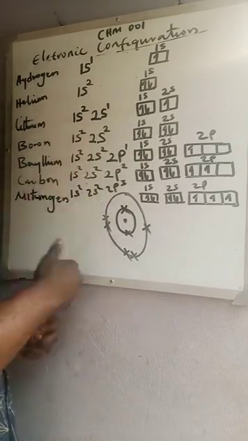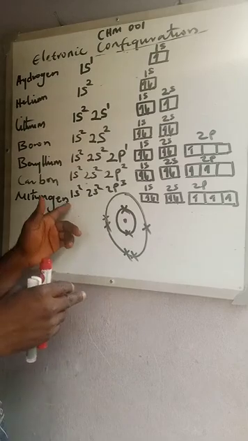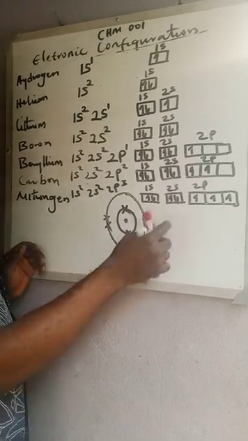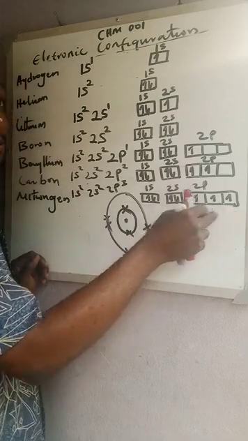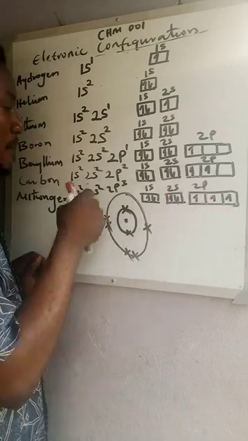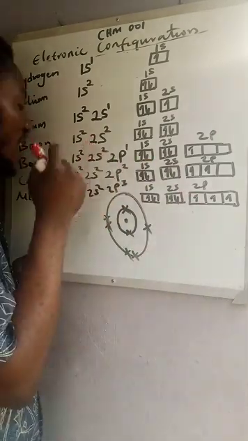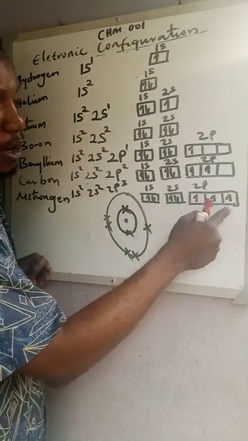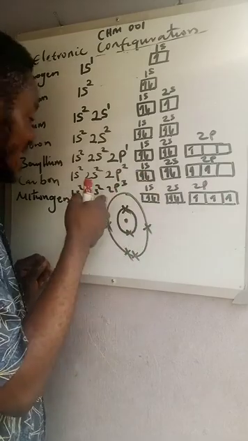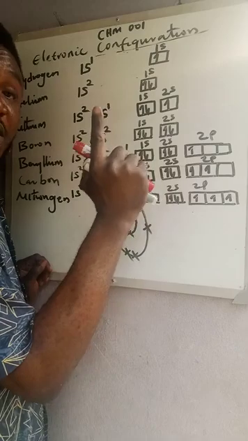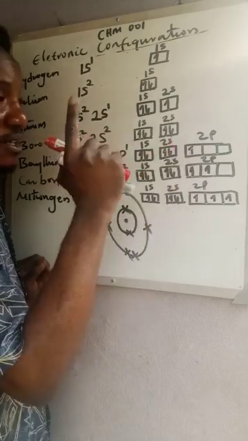So when they say how many electrons are not in pairs in nitrogen, there are how many of them? 1, 2, 3. 3 electrons. Answer: you take 3. 3 electrons are not paired. How many unpaired electrons are there in nitrogen? 3. How many unpaired electrons are there in carbon? 1, 2 only. How many unpaired electrons are there in beryllium? 1.